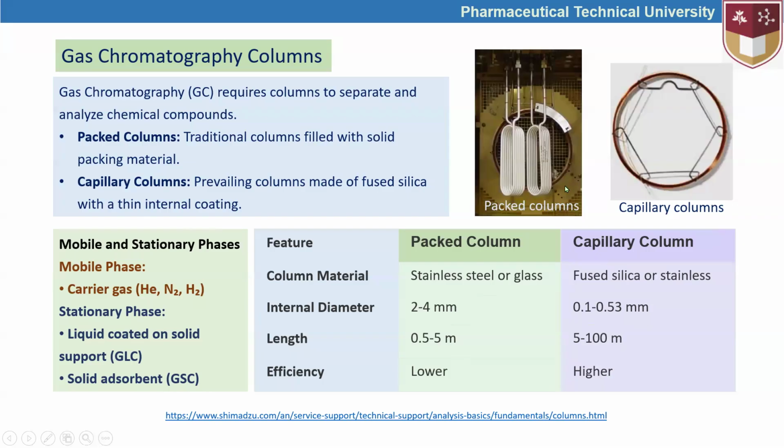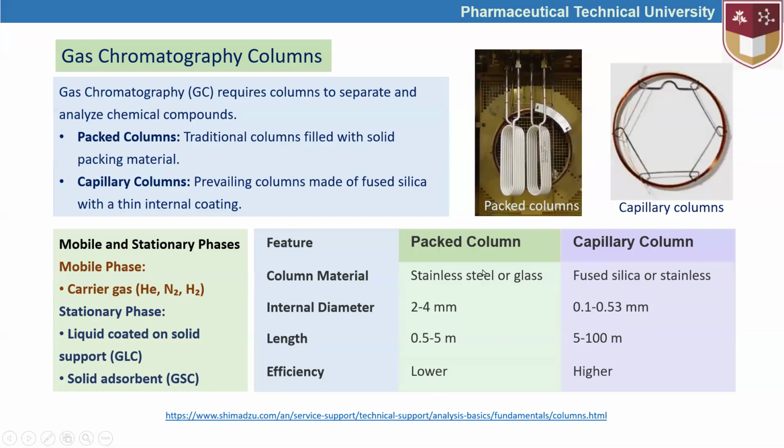The main difference is in their length, as indicated here. The packed column is around 4 or 5 meters. The internal diameter is about 2 to 4 millimeters, and in the capillary column the internal diameter is about 0.1 to 0.53 millimeters. In length, in packed columns we can see between 0.5 to 5 meters, and the capillary columns can reach from 5 to 100 meters. In general, it is expected to be 25 or 30 meters.